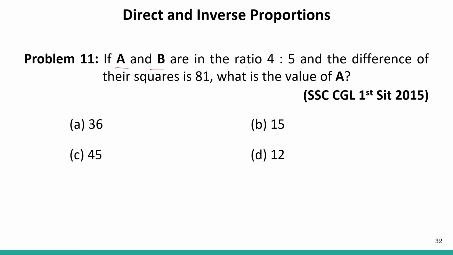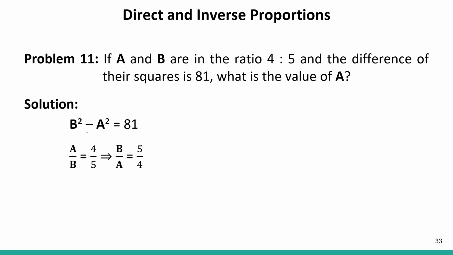If A and B are in the ratio 4:5 and the difference of their squares is 81, then what is the value of A? This question has been asked in the first sitting of the 2015 SSC CGL exam. Is it 36, 15, 12 or 45? Let's figure it out.